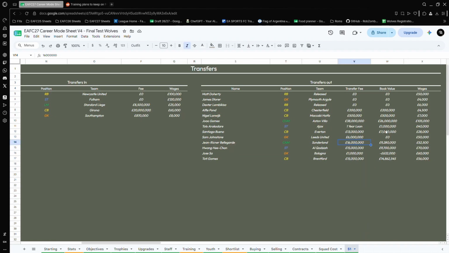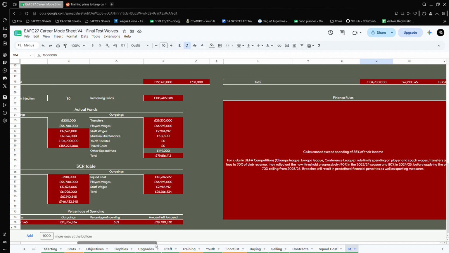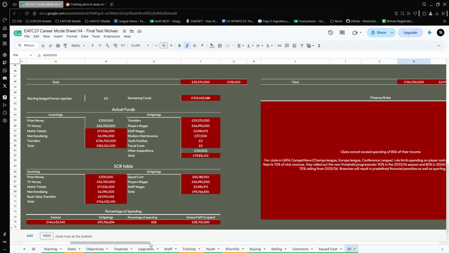Okay, so put your wage in as well, and then when you scroll to the bottom, you've now noticed that it's all been kind of changed here in the finances. It looks a lot, but it's a lot simpler, I promise. It's dead easy for people to use.